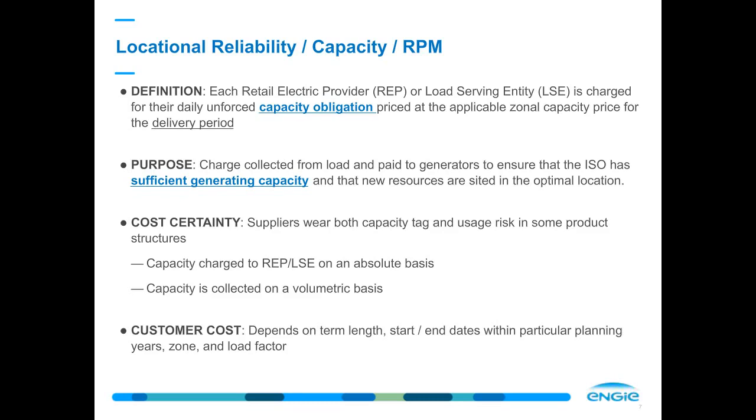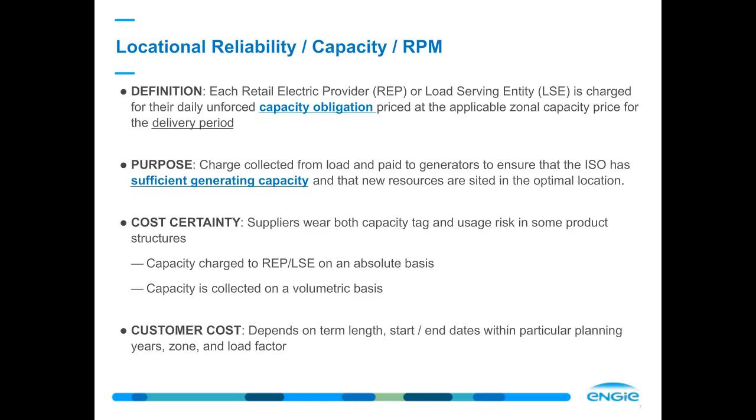In terms of cost certainty, suppliers wear both capacity tag and usage risk in some product structures. It depends on a customer if they're asking a supplier to lock in capacity in their price or if they're looking to pass it through. And we're going to show you in a few minutes here how it's actually calculated and why it's important that you really focus on how you structure your supply side agreement.